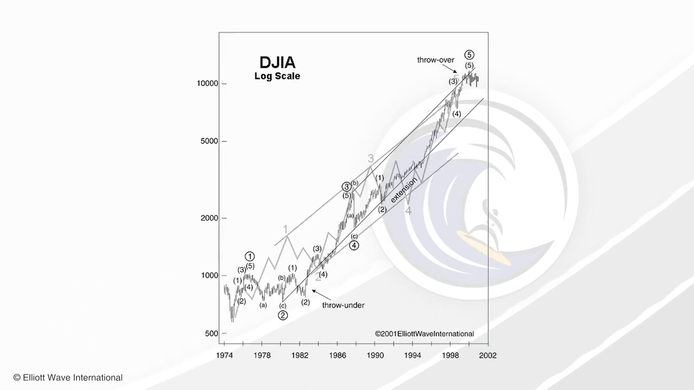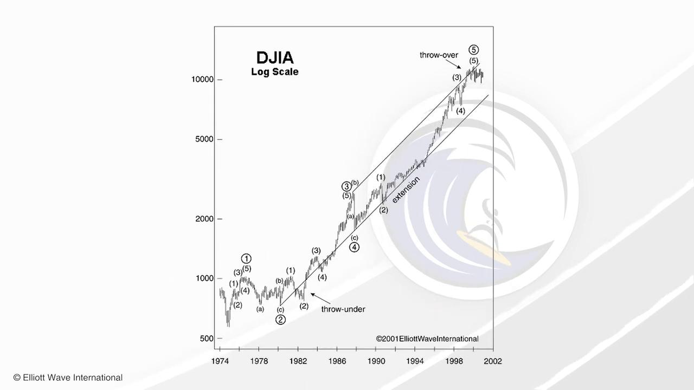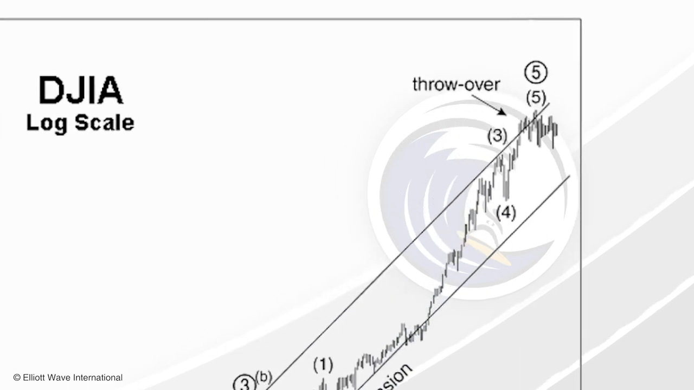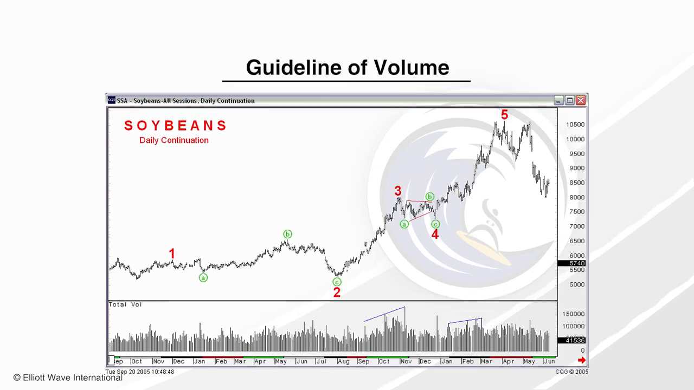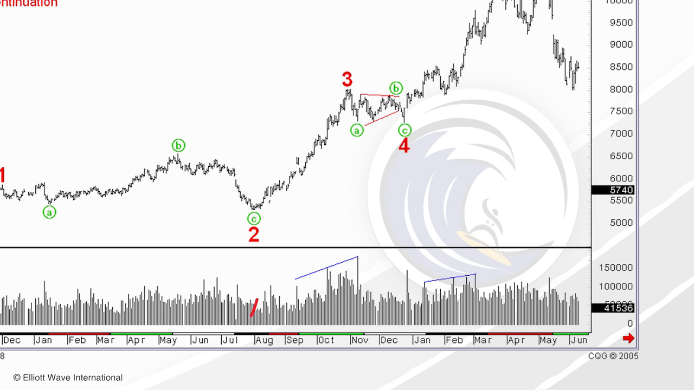If we go back to our chart of the Dow Jones Industrial Average from the 70s up until the early 2000s, we see an example of throw-over. Notice how this fifth wave here terminated above the upper trend line of the channel. The guideline of volume says that volume often is higher in wave 3 than it is in wave 5. If volume is higher in wave 5, that usually means that wave 5 is an extension. The volume in corrective waves such as waves 2 and 4 is normally low.